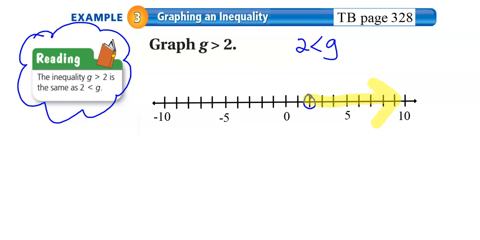Now here's what's tricky. I want to show you that if I say 2 is less than g, well, that means g is bigger than 2, right? So I just want you to know if the variable is not first, the arrow goes in the opposite direction. Notice in this one, the inequality points to the right, and the arrow points to the right.